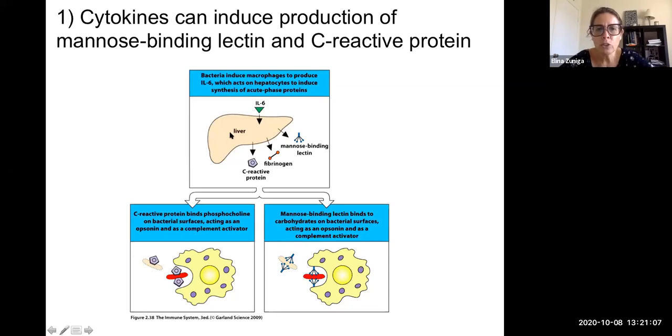So these cytokines, for example, one of the pro-inflammatory cytokines we just mentioned in the previous slides, interleukin-6, is able to signal in the liver for the hepatocytes to produce C-reactive protein and mannose binding lectin. And the C-reactive protein, as well as the mannose binding lectin, will bind to the pathogen and will opsonize the pathogen. What does opsonization mean?